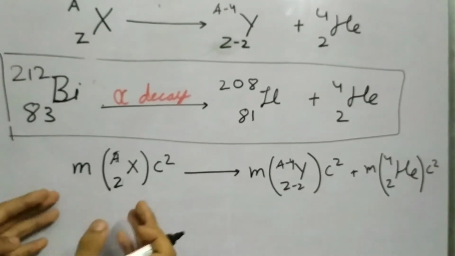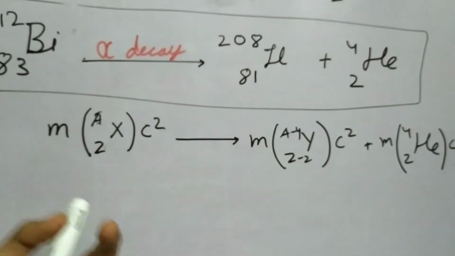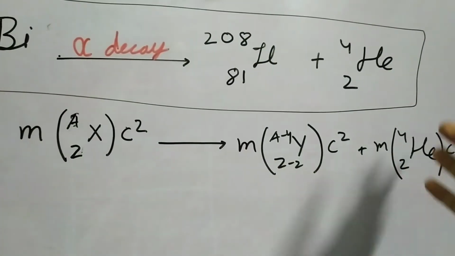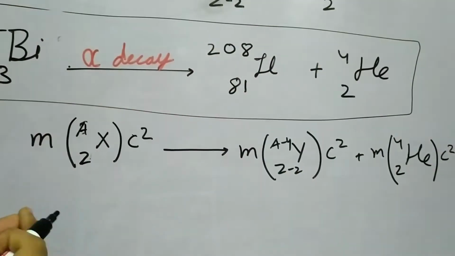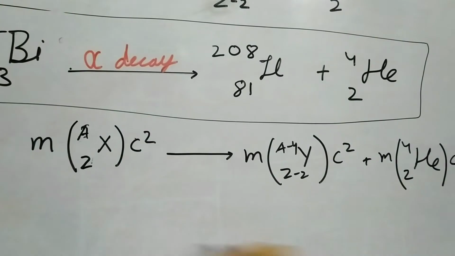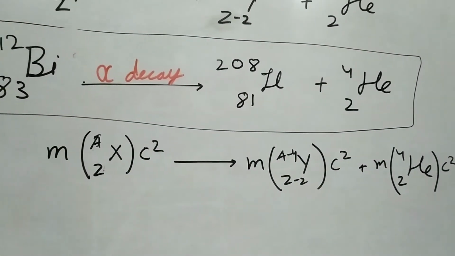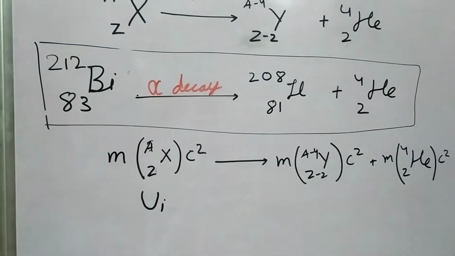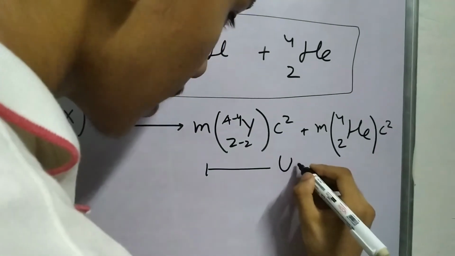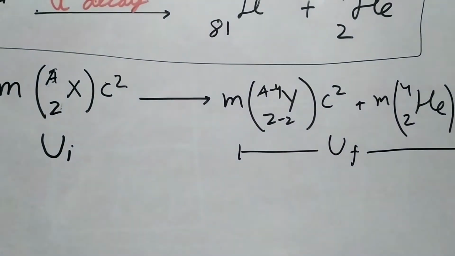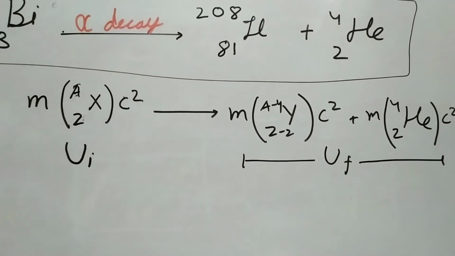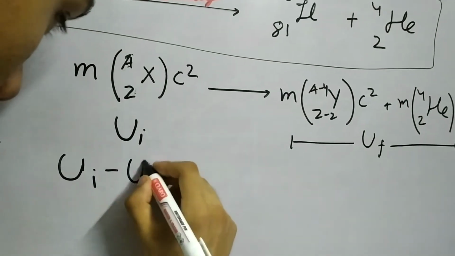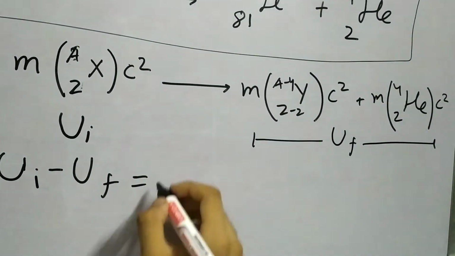If you calculate, the initial energy will be greater than these two, so we have some excess of energy. Where does this energy go? It goes into the kinetic energy of the alpha particles, the helium nuclei, which get emitted during alpha decay. Now if I label the initial energy as Ui and the final energy as Uf, and take the difference between these two, you have an energy difference Ui minus Uf.